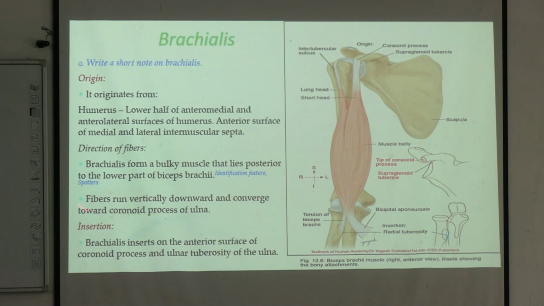Brachialis originates from the lower half of the anteromedial and anterolateral surfaces of the humerus, and from the anterior surface of the medial and lateral intermuscular septa. Direction of fibers: brachialis forms a bulky muscle that lies posterior to the lower part of the biceps brachii, and the fibers run vertically downward and converge towards the coronoid process of the ulna. Insertion is into the anterior surface of the coronoid process and the ulnar tuberosity of the ulna.